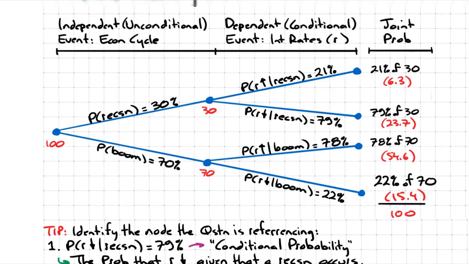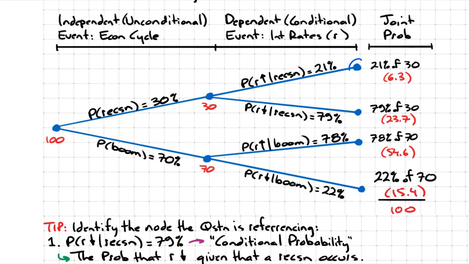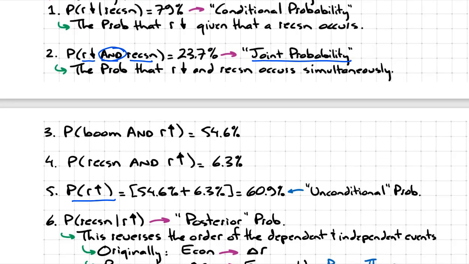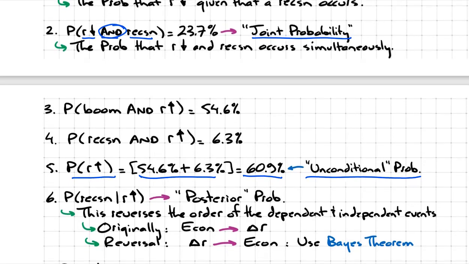So if you're looking for interest rates increase or decrease, you'd have to be all the way at the tail end, because by the time you reach those nodes, the events are also embedding what happened to interest rates. But it's only asking for interest rates increase. So I'm interested in this node and that node. Those two nodes represent interest rate hikes, so you just add them together. 6.3 plus 54.6. There it is. So it'd be 60.9.